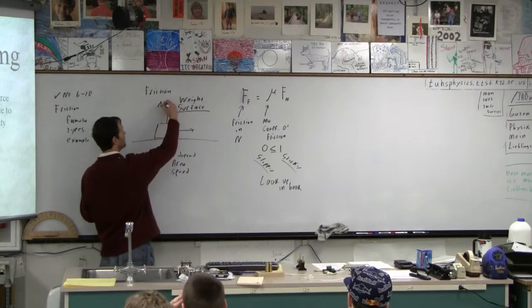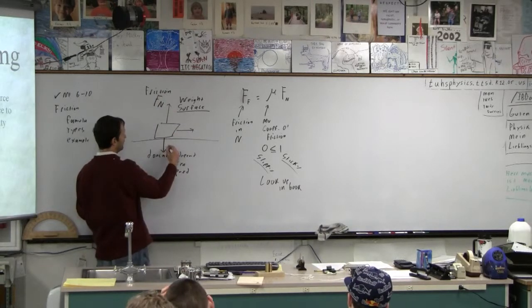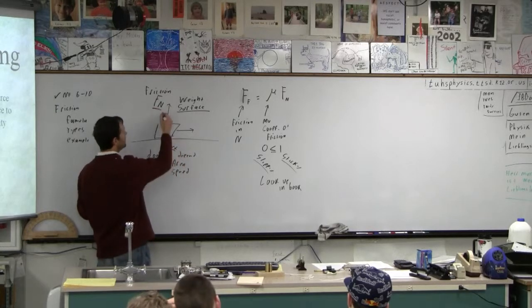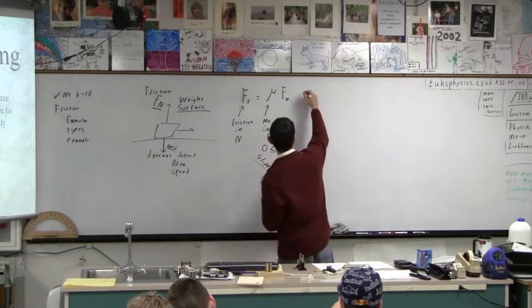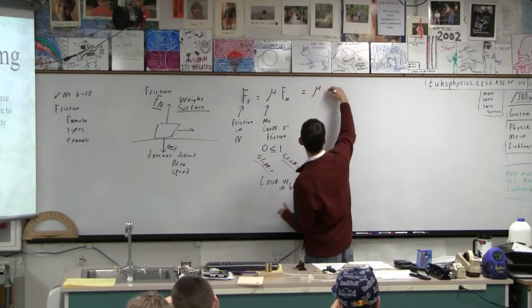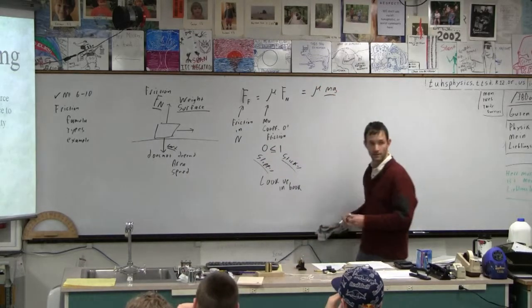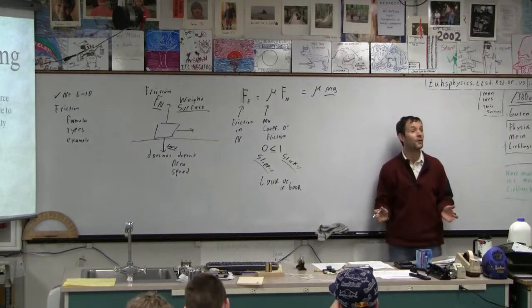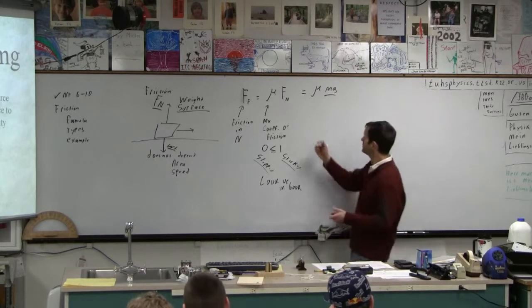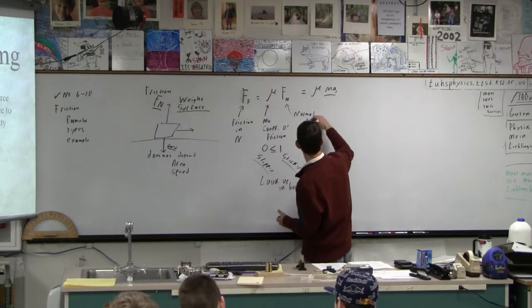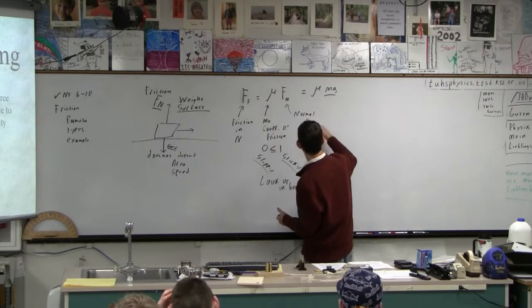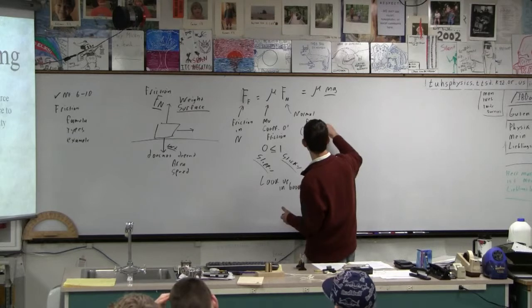Now, aren't these guys equal? The weight and the normal force are equal. So I'm just going to cut to the chase. Here's the chase: it's just mu times m times g. What's mg? Mass times gravity. That's the weight, isn't it? So this guy, the normal force, really is the weight. And for all of our problems, it's just the weight.